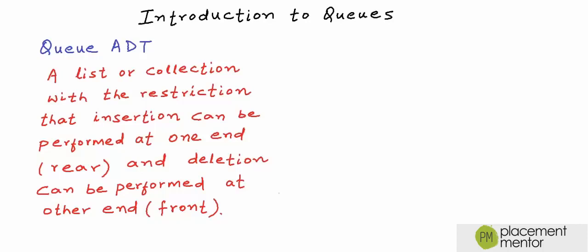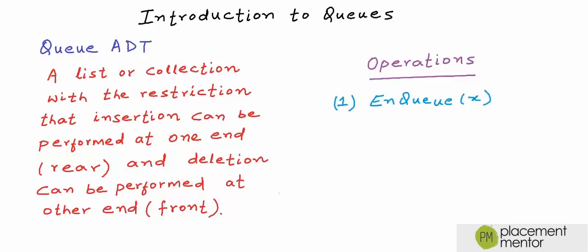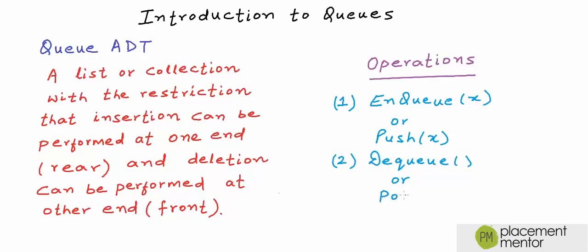Let's now define the interface or operations available with queue. Just like stack, we have two fundamental operations here. An insertion is called the enqueue operation. Some people also like to name this operation push. Enqueue should insert an element at the tail or rear end of the queue. Deletion is called the dequeue operation. In some implementations people call this operation pop also. Push and pop are more famous in the context of stack. Enqueue and dequeue are more famous in the context of queues.